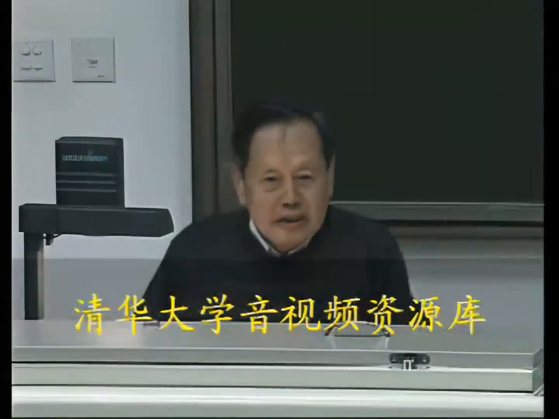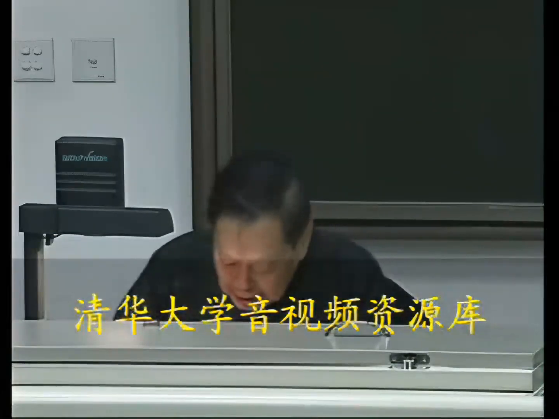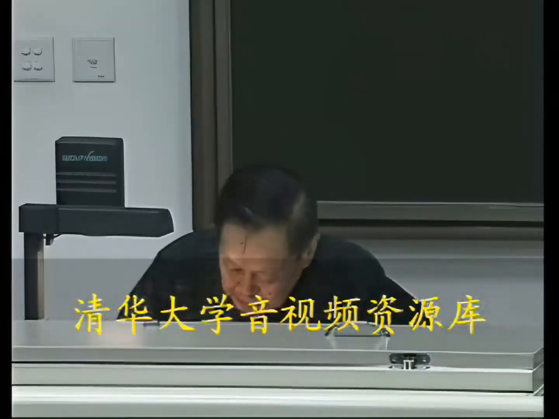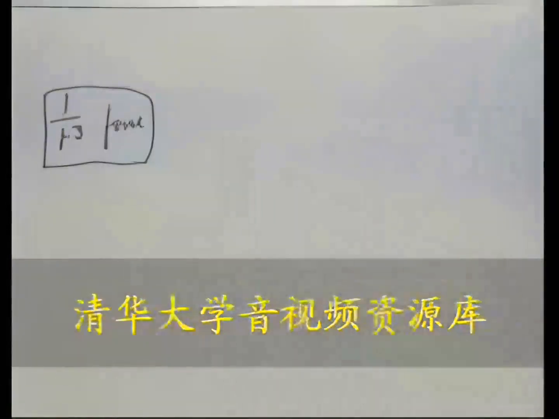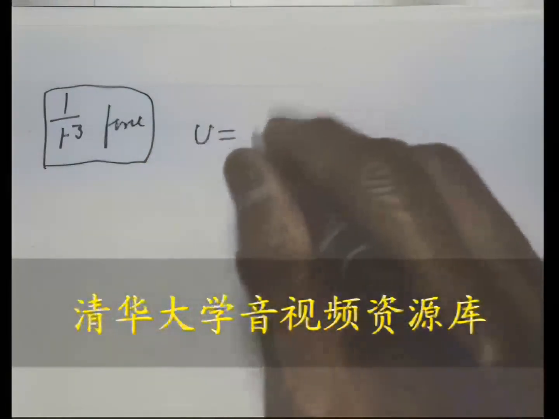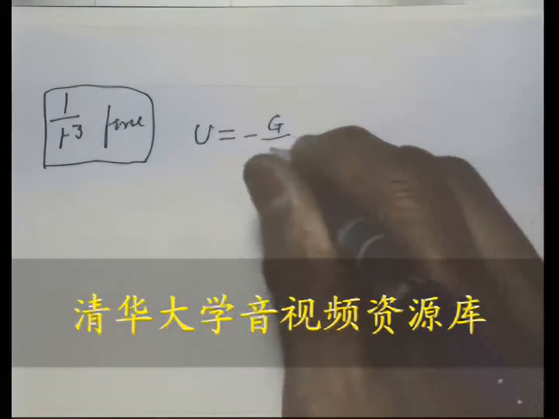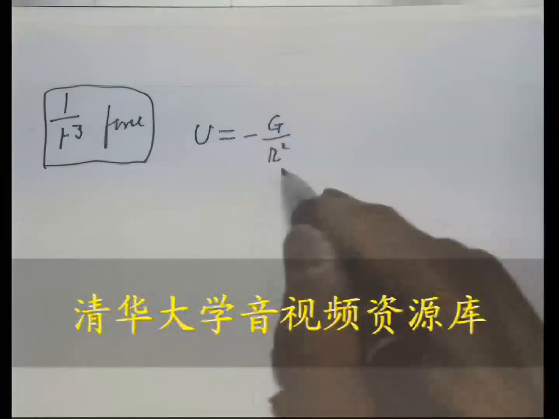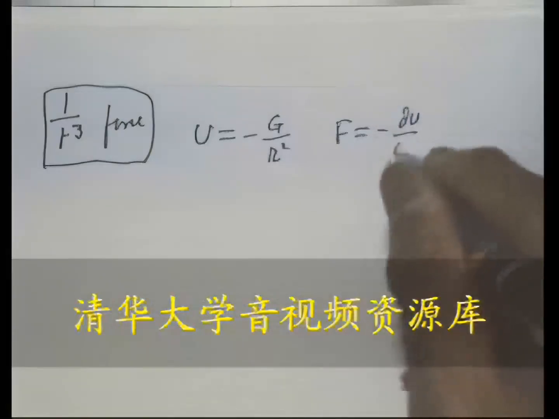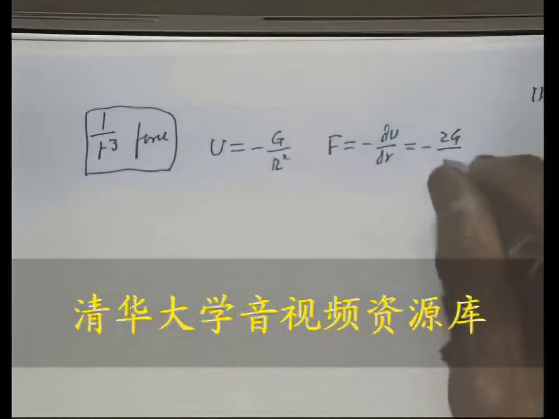We have discussed in detail the case of 1 over r squared. How about, let's say, a 1 over r cubed force? In that case, the potential energy is not 1 over r, but 1 over r squared. Because if you take the derivative of this, the force is minus dU/dr, and that's equal to minus 2g over r cubed.